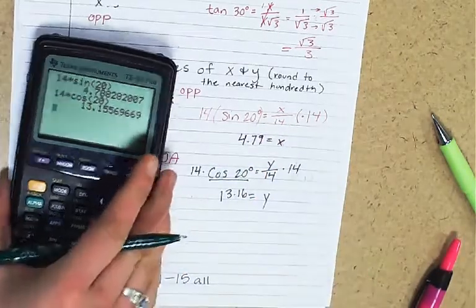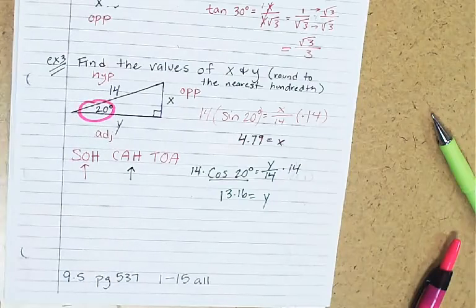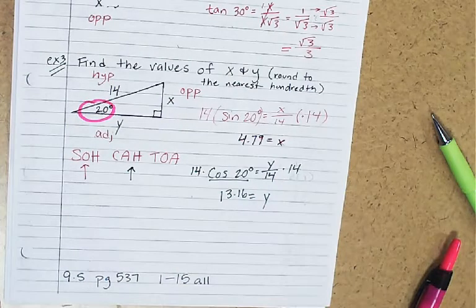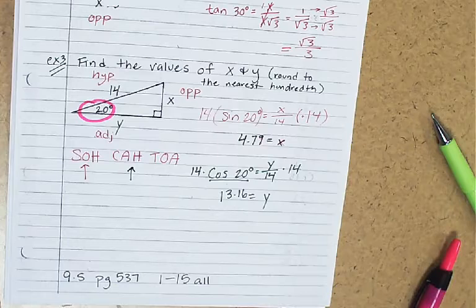13.16. So your homework is page 537, 1 through 15 all. If you have any questions, I will be here before and after school tomorrow. The book page is right there on that top folder in Schoology. You can email me if you have any major questions.